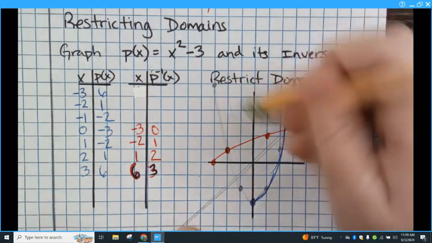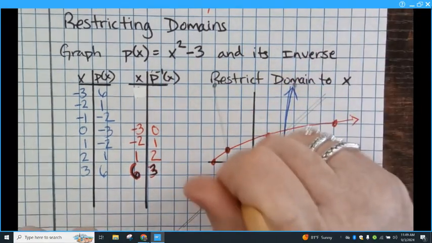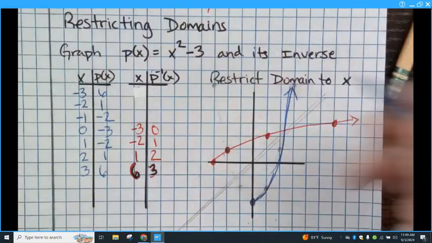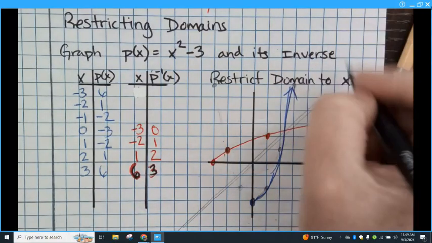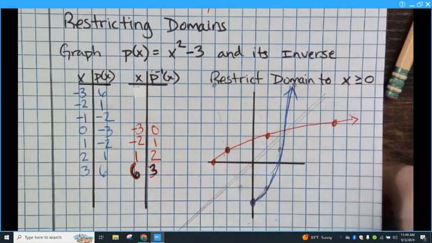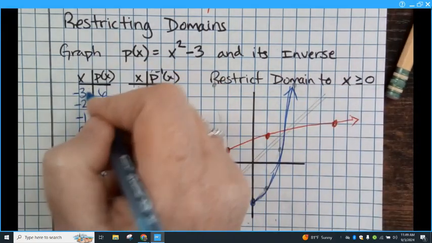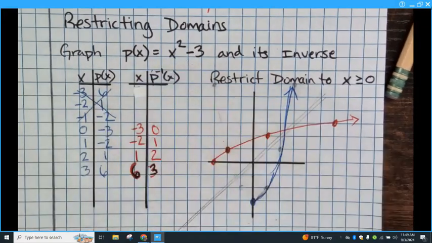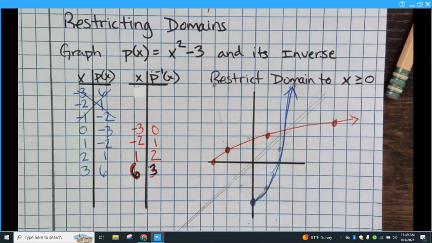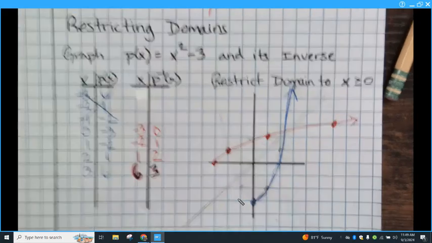The part that we actually didn't use was the negative x values over here. So we're going to restrict our domain to x has to be greater than or equal to 0. So it wouldn't be anything less. Basically this whole part of that graph doesn't exist because it wouldn't be a reflection, because square roots are only the positive part of a sleeping parabola. Okay, make sure you have your notes.